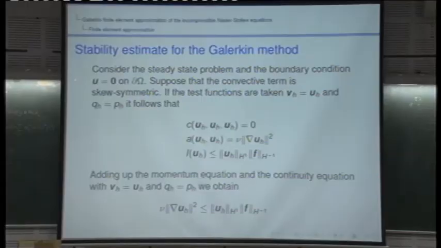Now, we are using the Galerkin method. We have done the space approximation using the Galerkin method. Let's obtain a stability estimate for the Galerkin method and see what we don't have. This is very easy.